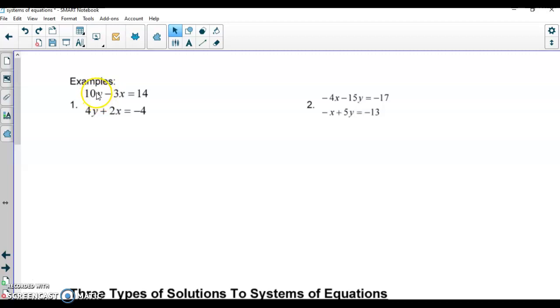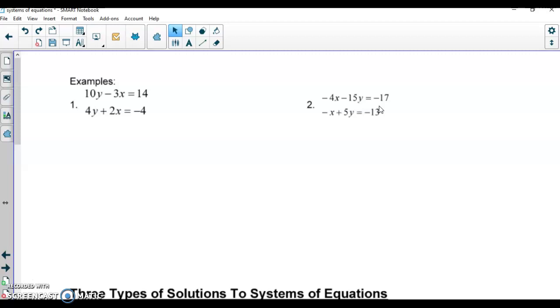So in the first example, 10y minus 3x equals 14, 4y plus 2x equals negative 4. So make sure the y's are lined up under the y's, the x's are lined up under the x's, the equal signs are lined up, and the constants are on the right side of the equal sign. In equation 2, notice the x's are lined up, the y's are lined up, the equal signs, and then the constants are on the other side of the equal sign. So they are both lined up in the proper format.